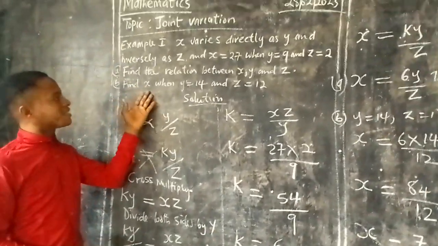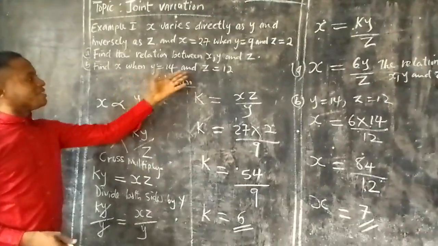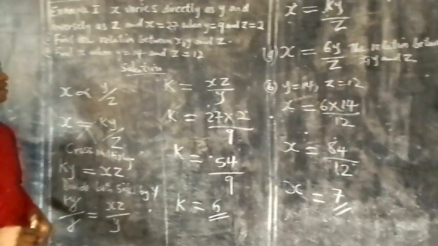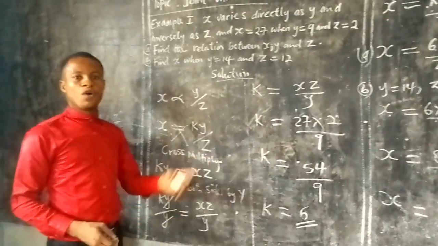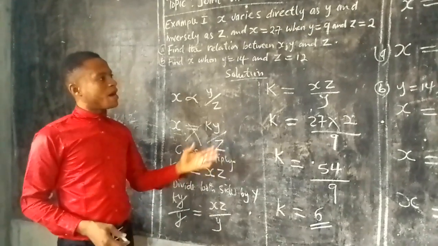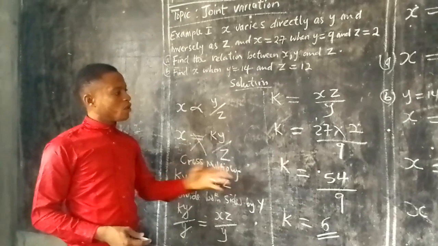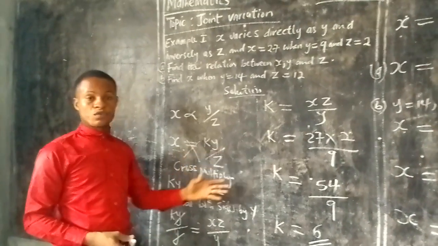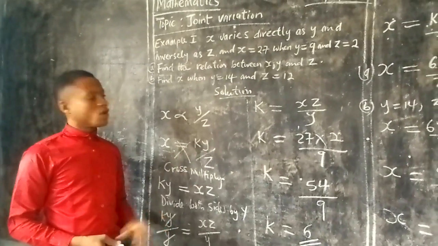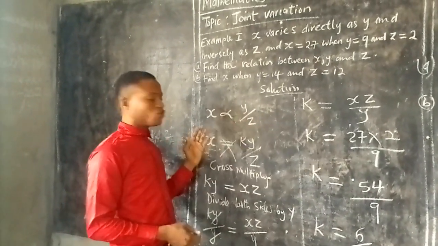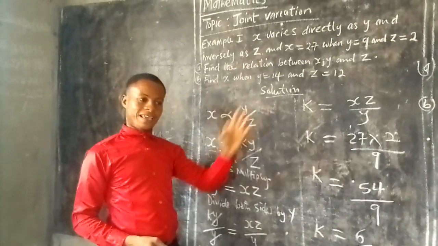When y equals 14 and z equals 12, x is equal to 7. That's the answer. In the next video, we are going to talk about partial variation. This is all we are going to talk about on joint variation. We have talked about the joint variation that has to do with direct, and one that has to do with direct and inverse.